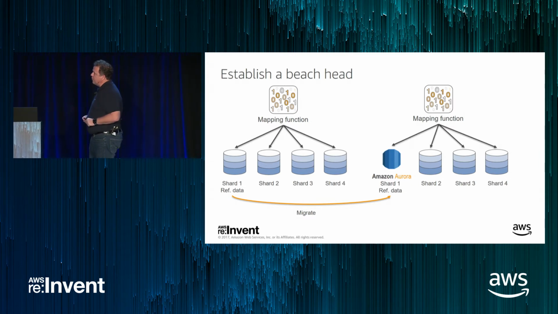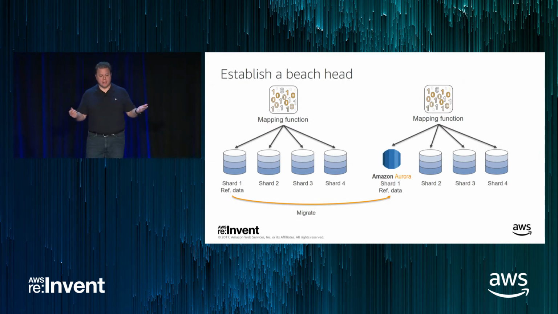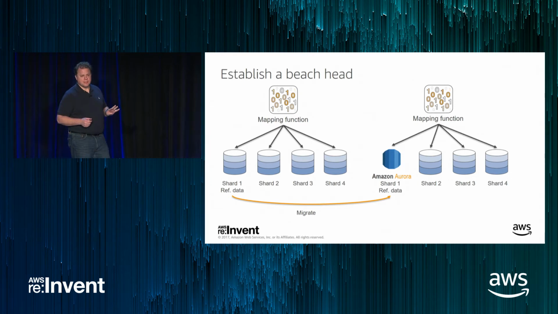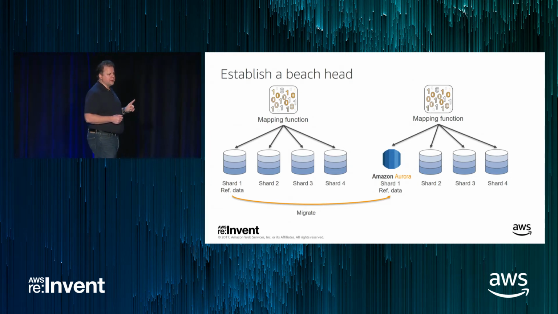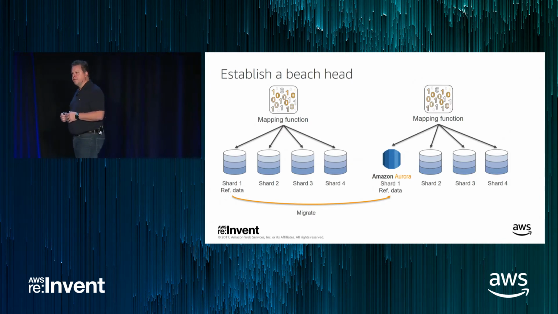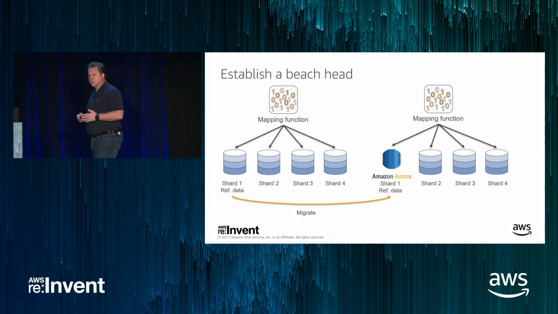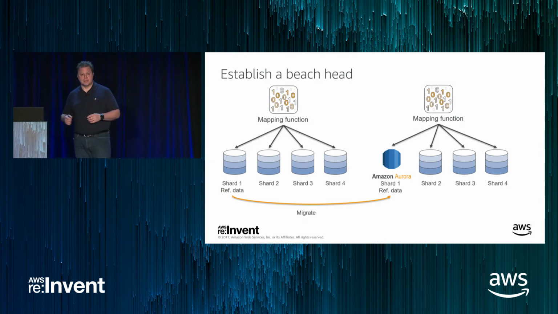On the left, what we have is our initial setup, right? We have 4 shards. The first shard contains what we call our reference data. This would be small tables that we use for lookups, things like that. The other 3 shards are going to have very large tables, or maybe even one very large table that is just essentially partitioned across multiple servers.